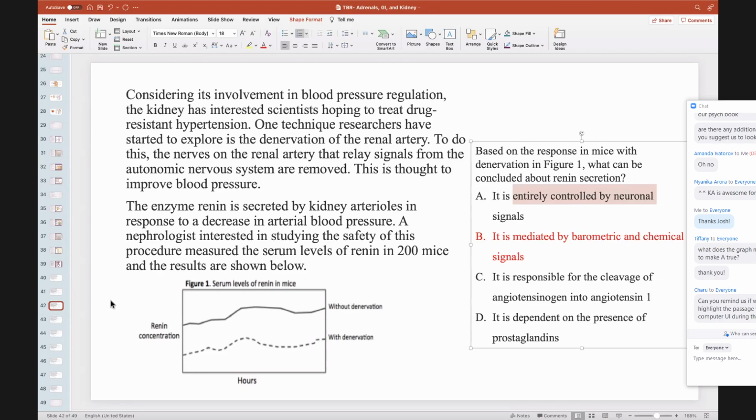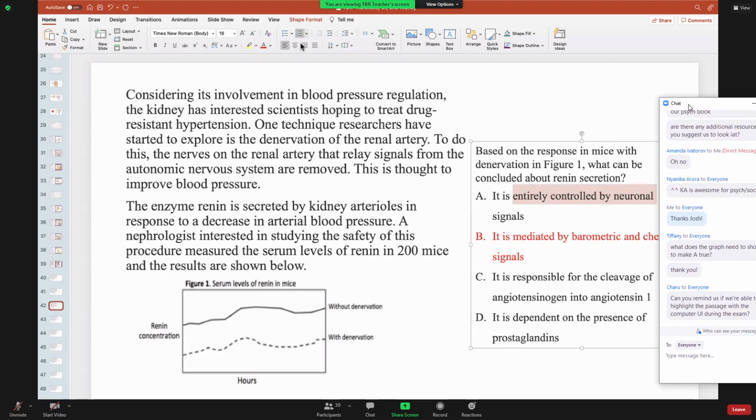So it cannot be A, because you cannot deduce based on the data given that it is entirely controlled by neuronal signals. If it was entirely controlled by neuronal signals, this would be just a flat line at the bottom. Yeah, so you're able to highlight in the passage with the computer. Barometric means pressure. So there are barometric signals. Real quick, right? If we have a low blood pressure, that's going to signal the release. So barometric is pressure, and then chemical signals is hormonal or whatnot. And so they're not just by neuronal. So just by deducing that even without the neuronal signaling, you're still getting fluctuation, you could say A is not true. So process of elimination.